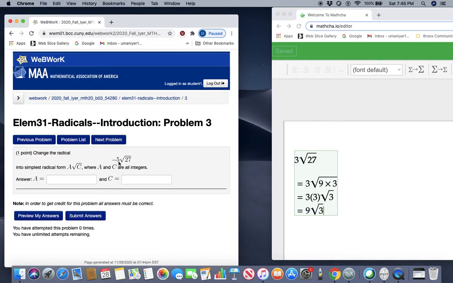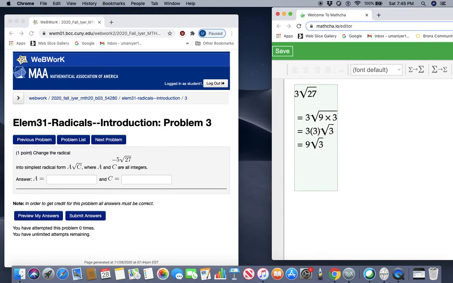Negative 5 square root of 27. Well, it's a similar question. Let me extract the most I can. 9 times 3. So that is negative 5 times the square root of 9, which is 3. Square root 3 I cannot improve, so I will leave it as square root 3.